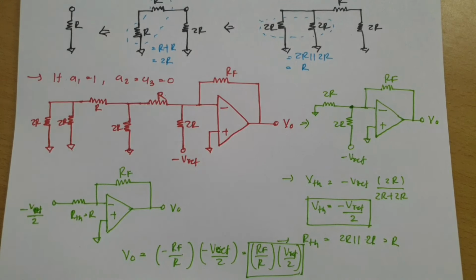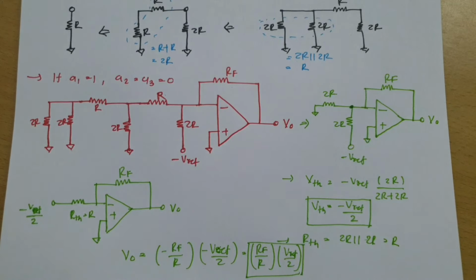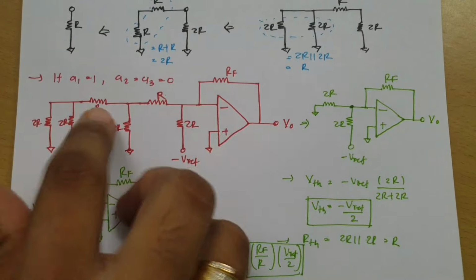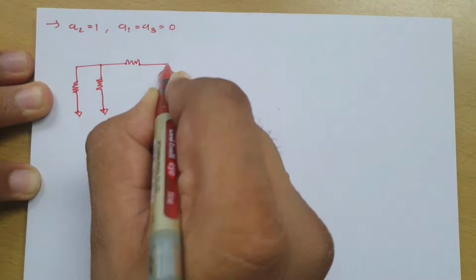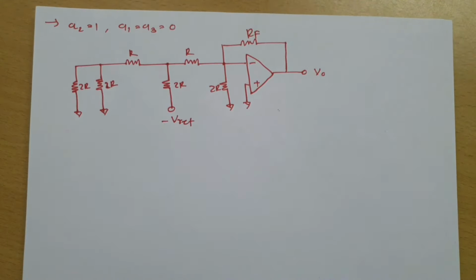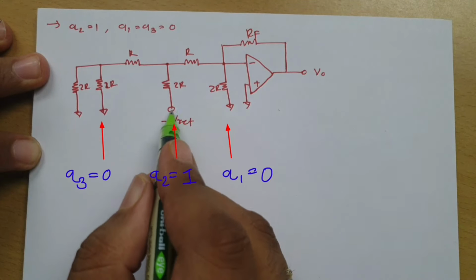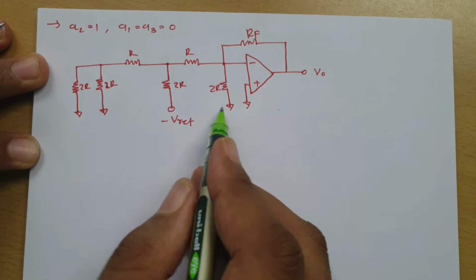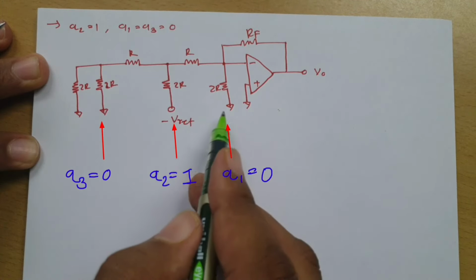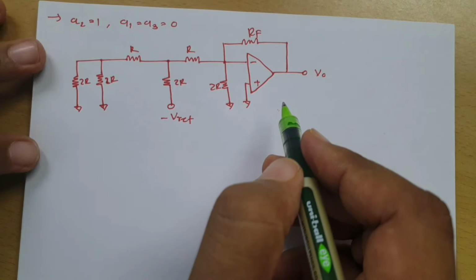Now let us check this thing for A2 equal to 1 and A1 and A3 equal to 0. So for that again I need to draw this circuit. So let me do that. As if A2 is equal to 1, right, then this is where we are connecting minus V reference, and this is A1 and this is A3, which is 0, meaning we are connecting it with ground. Now we need to identify what our output voltage is.